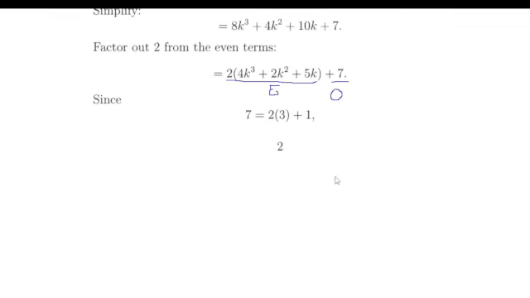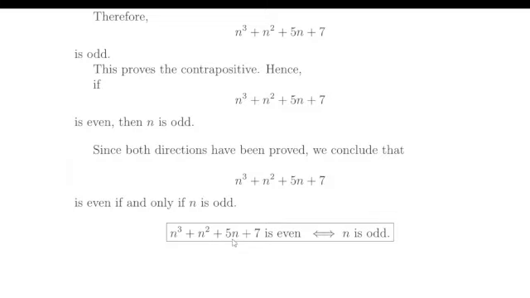And so this proves the contrapositive. And so we showed both directions are true. Therefore, n cubed plus n squared plus 5n plus 7 is even if and only if n is odd.